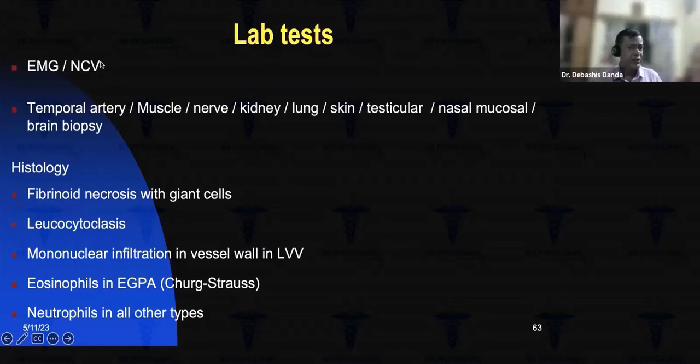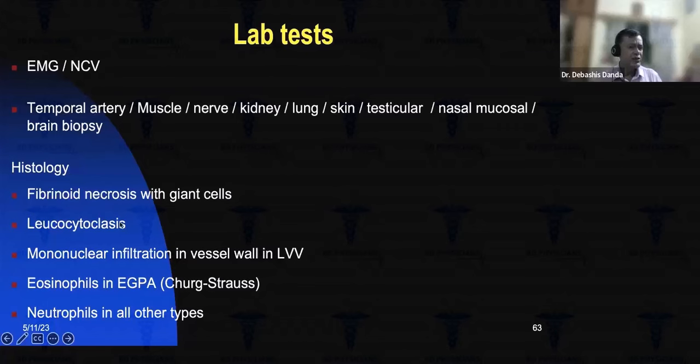EMG and NCV are to be done. If they're abnormal, we can decide to do a muscle or nerve biopsy. Temporal artery biopsy in giant cell arteritis; muscle, nerve, kidney, lung, skin, testicular biopsy sometimes done in polyarteritis nodosa, but don't do kidney biopsy in polyarteritis nodosa because there can be a torrential bleed because of microaneurysm. Nasal mucosal biopsy in ANCA vasculitis, and brain or leptomeningeal biopsy sometimes in primary CNS vasculitis.